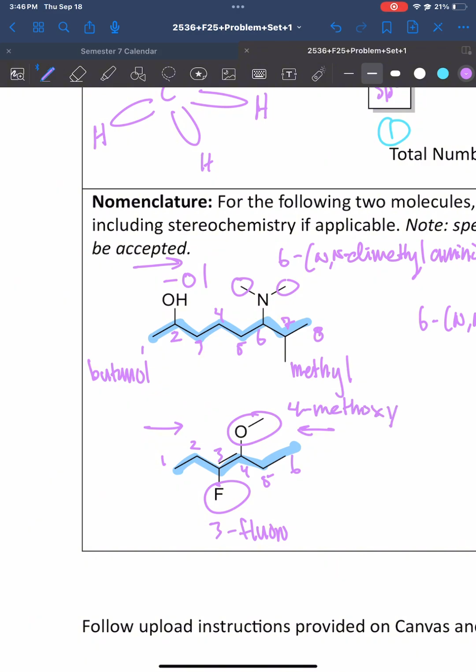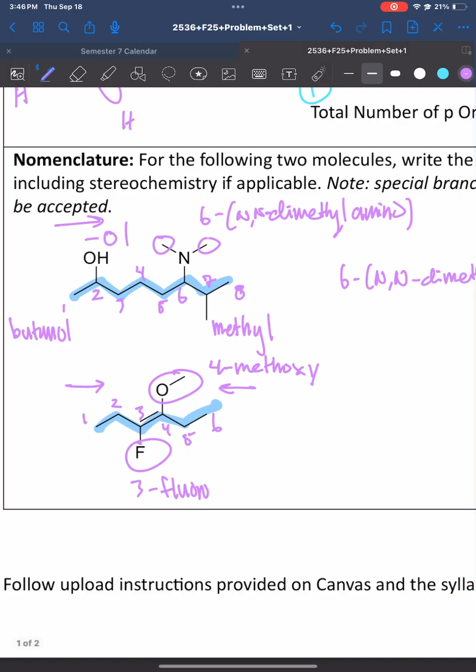Alright, but we're not yet quite done. We also need to account for the double bond that spans between carbon 3 and 4. So we always want to start with the numbering of the lower of the carbons. So between carbon 3 and 4, we know it's going to be a 3-ene of some sort.